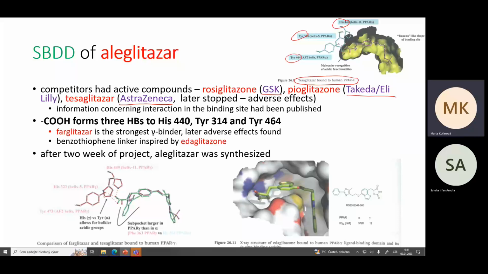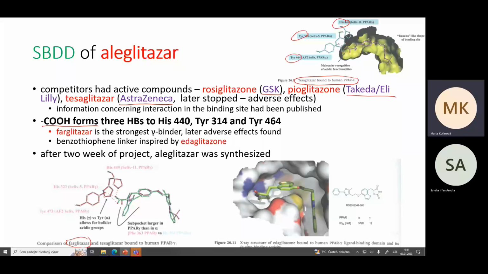So it means in the structure, there was an essential carboxy group that was able to create a hydrogen bond to histidine and to other tyrosines. Farglitazar was another structure found as the strongest gamma binder.